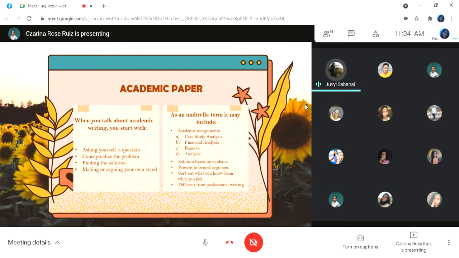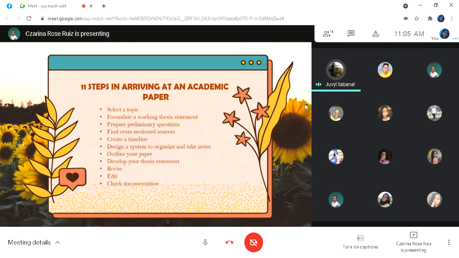Next is present informed argument. To create an informed argument, you must first recognize that your writing should be analytical rather than personal. Next is sort out what you know from what you feel. Again, it should not be personal. Last is different from professional writing. Why? Because academic writing is done mostly to showcase your research and expertise in a specific area or topic of interest, while professional writing is often done to influence or convince someone of something.